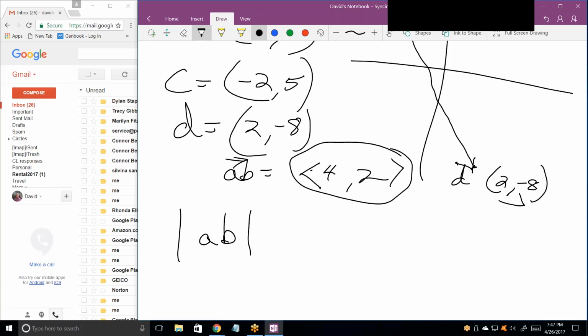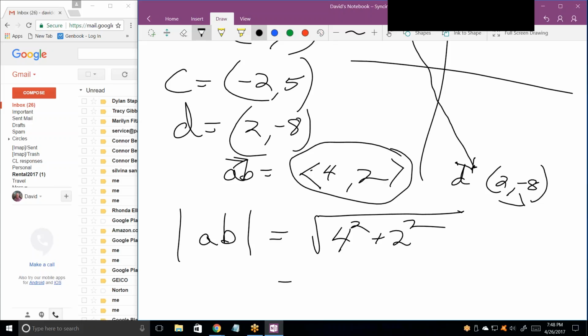Normally this means absolute value, but when you're talking about vectors, it means magnitude or modulus. You might hear either of those terms. The way you get it, much like the Pythagorean theorem, is the square root of the x squared plus the y squared.